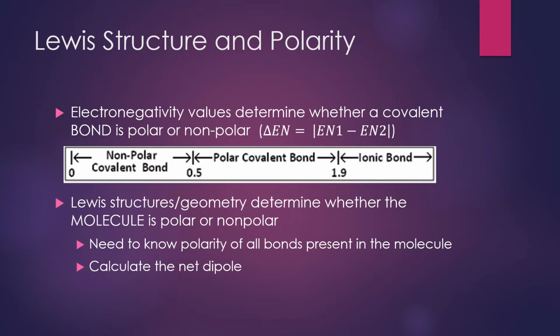Well, now what we're going to do with the structures, the geometry, is use it to determine whether the entire molecule is polar or nonpolar. Because you can actually have polar bonds on a molecule where individual bonds are polar, yet the molecule itself is nonpolar. So the geometry is going to help us figure that out.